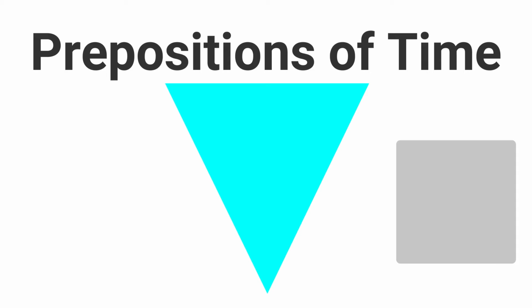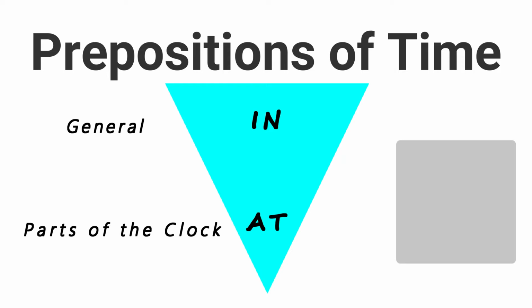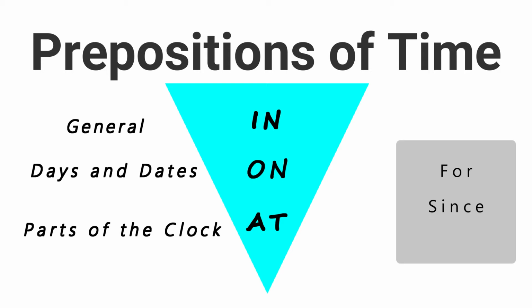Today we're going to talk about prepositions of time. We're going to be talking about in, at, on, for, since, and by. All 6 of these are part of the prepositions of time.